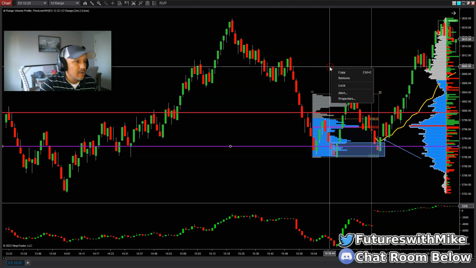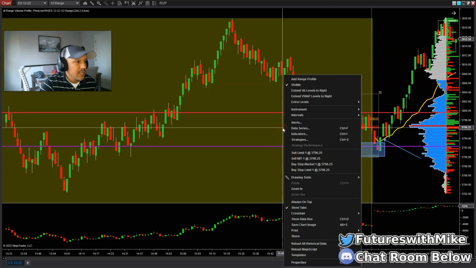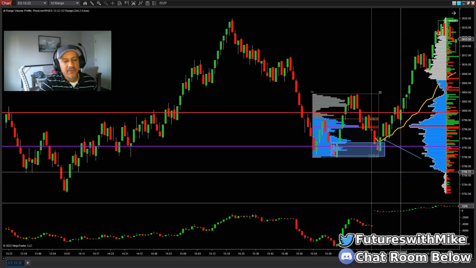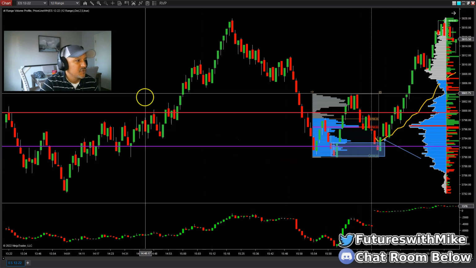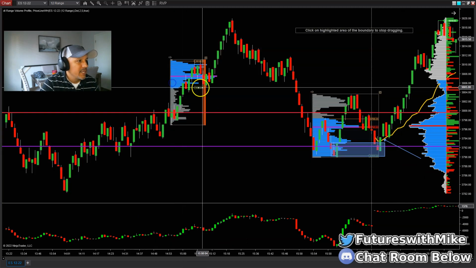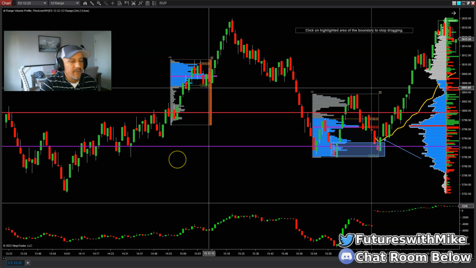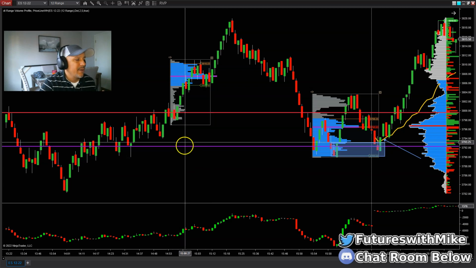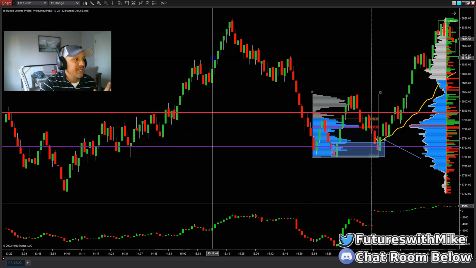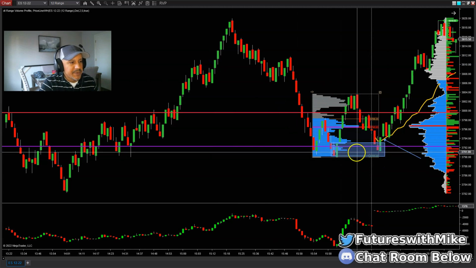It's called add range profile. To me, I call it the micro range profile tool, because you're able to draw little micro range profiles anywhere on the chart, quickly, to see where price is at in relation to the area you're interested in. All right, so price gets back to the area, like I said here.